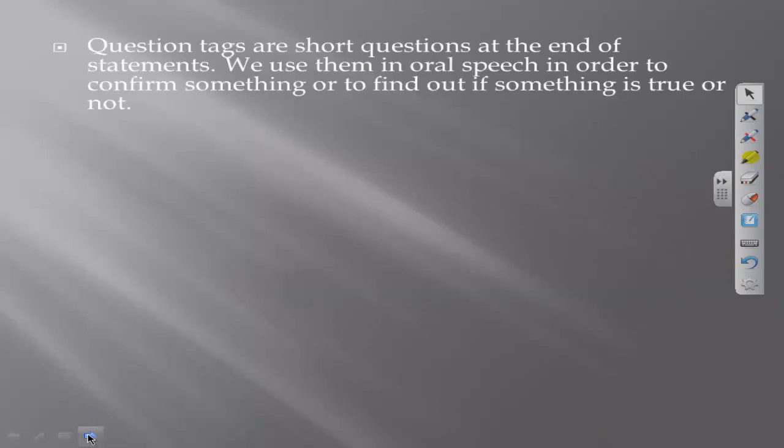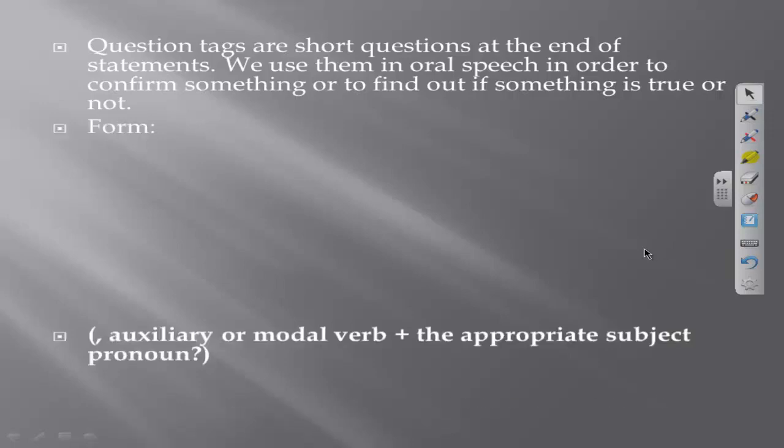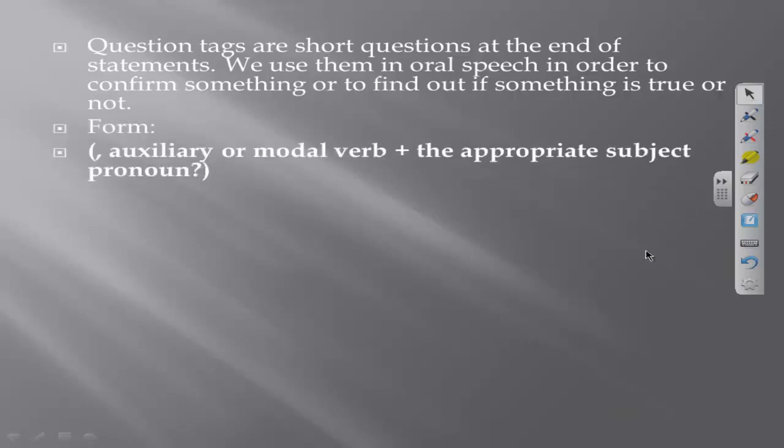Question tag means a short question at the end of a statement. We use them in oral speech in order to confirm something or to find out if something is true or not. The form: the auxiliary verb or the modal verb plus the subject. Auxiliary verbs are like does, do, did, has, is, can, was, will. Then the subject.